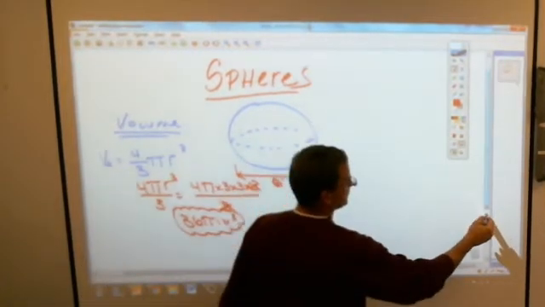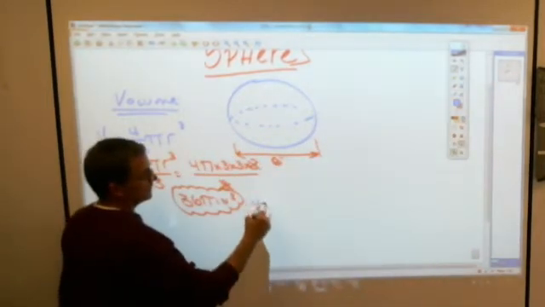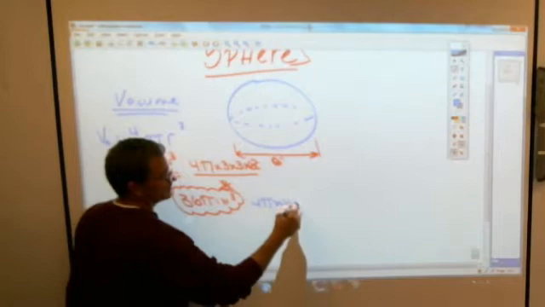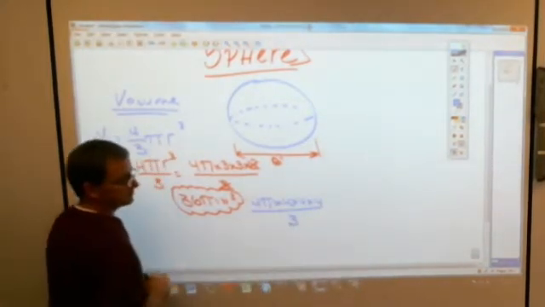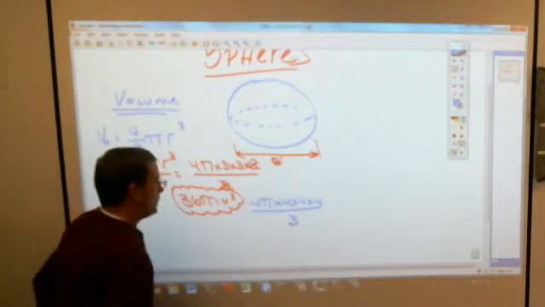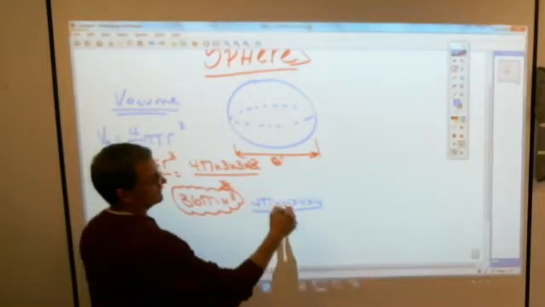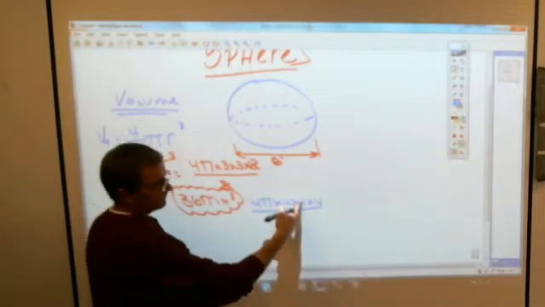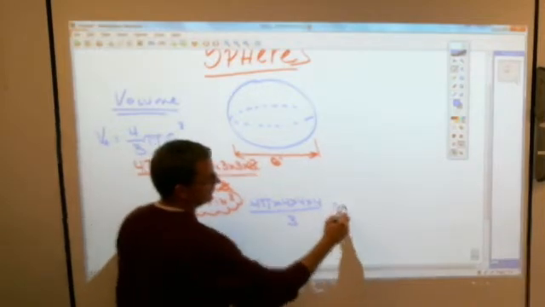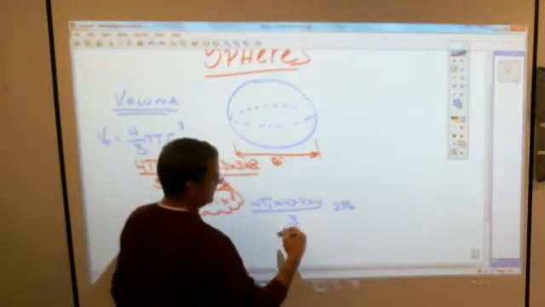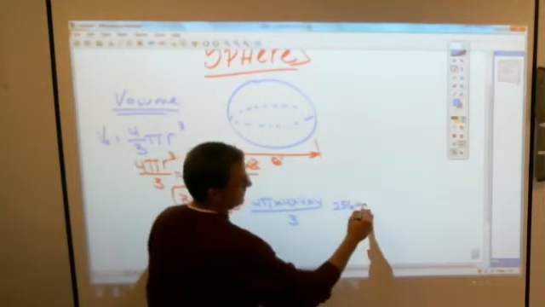So here we go. Here's your calculations. Half of 8 is 4. So it's 4 pi times 4 times 4 times 4 divided by 3, and we'll figure out what that is. 4 times 4 is 16, times 4 is 64, times 4 is 256. If you take 256, does 3 go into that? No, it doesn't. So let's multiply that by pi.